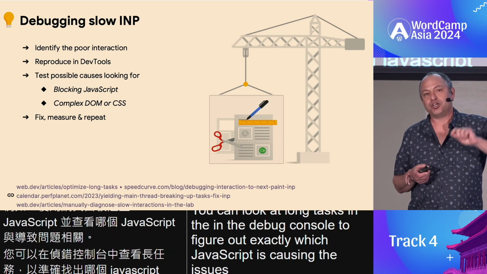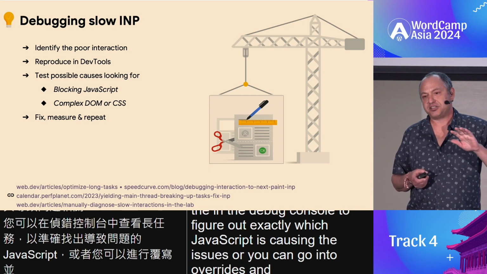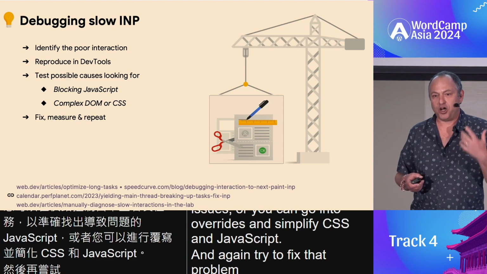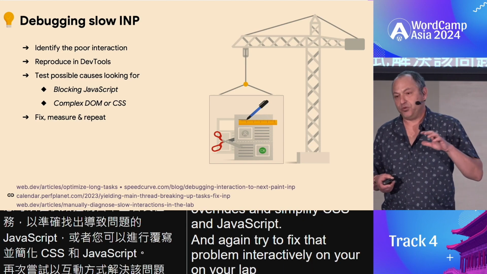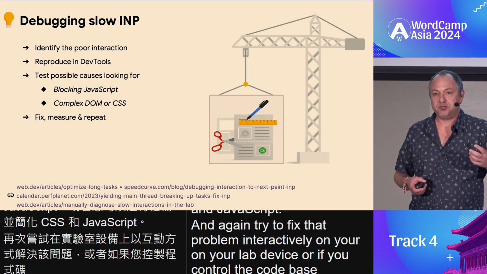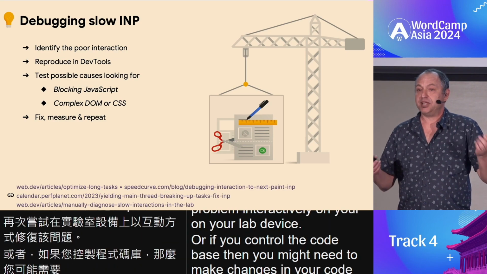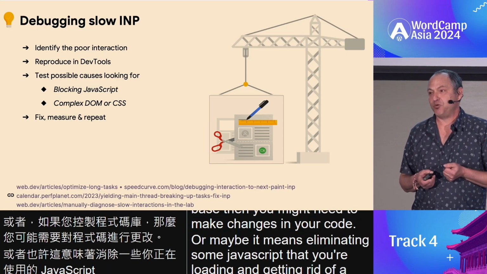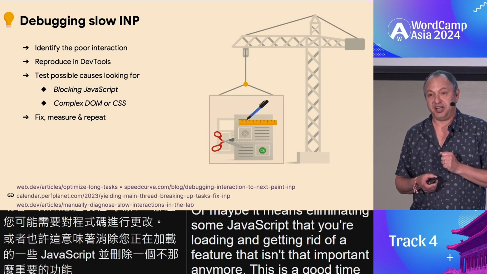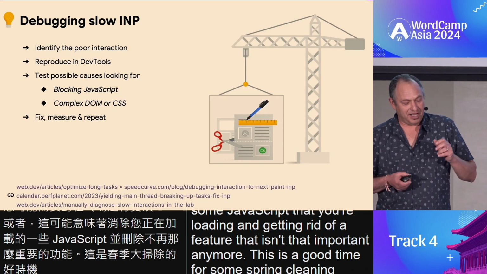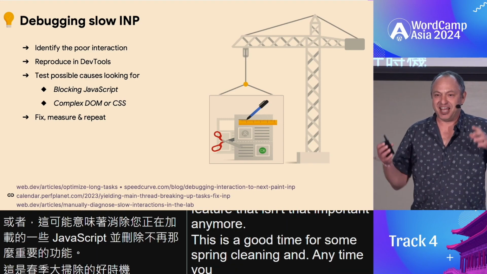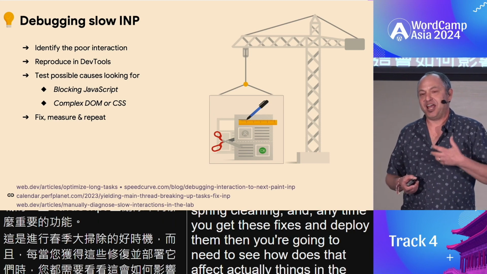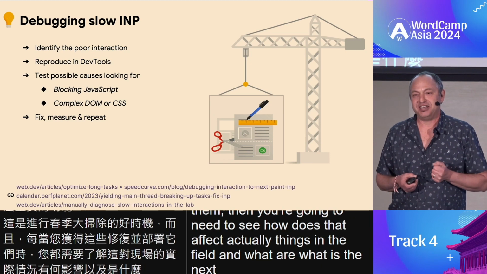Or you can go into overrides and simplify CSS and JavaScript, and again, try to fix that problem interactively on your lab device. Or if you control the code base, then you might need to make changes in your code. Or maybe it means eliminating some JavaScript that you're loading and getting rid of a feature that isn't that important anymore. This is a good time for some spring cleaning. And anytime you get these fixes and deploy them, then you're going to need to see how that affects things in the field, and what is the next worst problem that I need to fix now.